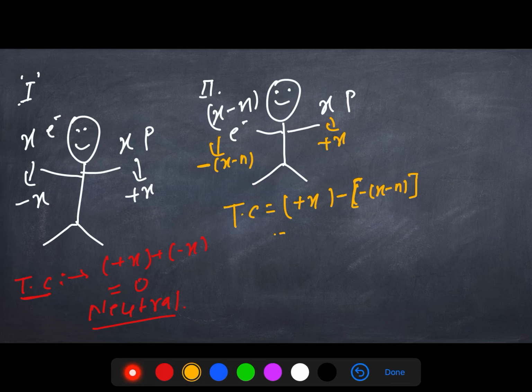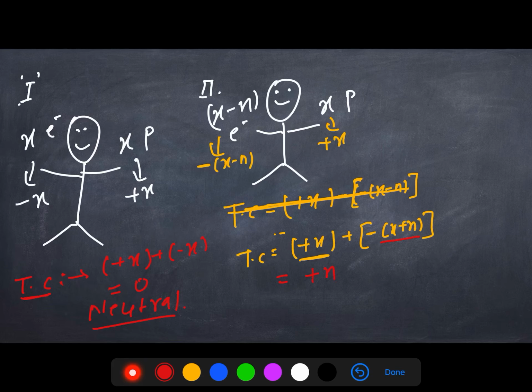Correct? If you calculate this, you will find the total charge over this will be... just a minute, there is a mistake over here. Sorry. Okay, total charge will be plus x plus minus of x plus n, right? The total charge is the charge because of protons plus the charge because of electrons. If you solve it, you will find the total charge over the atom will be plus n. In this case, the atom becomes a cation, right?